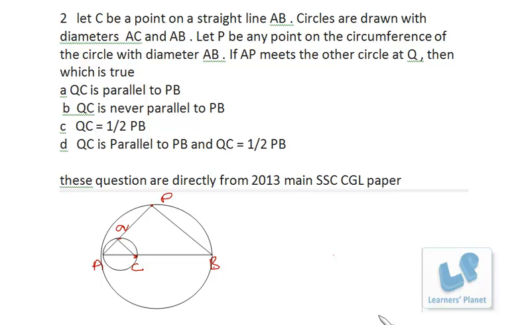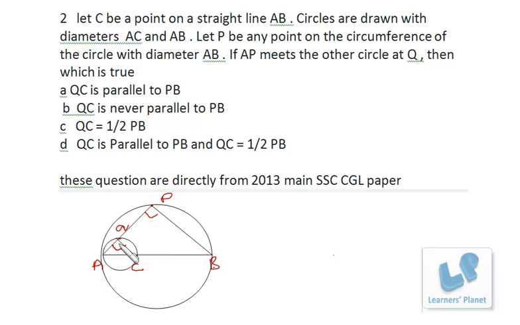Now a very simple concept is involved over here, that is angle in semicircle is always 90 degree, right? Since AB is diameter, angle APB will be 90 degree, right? And similarly AC is diameter, so angle AQC will be 90 degree, right? So this angle is 90 degree, this angle is 90 degree.